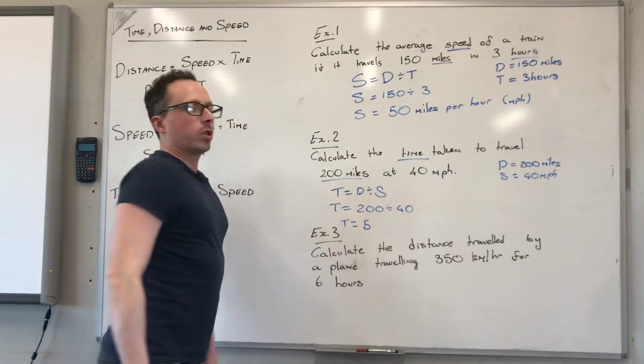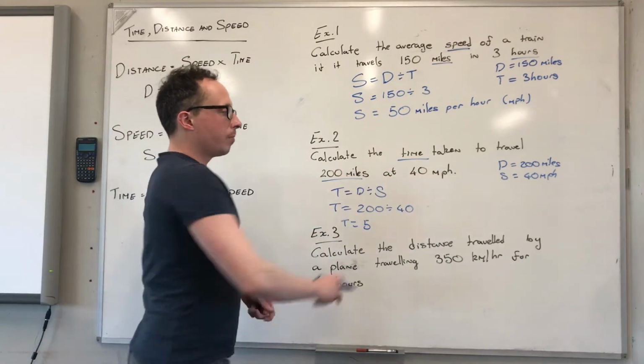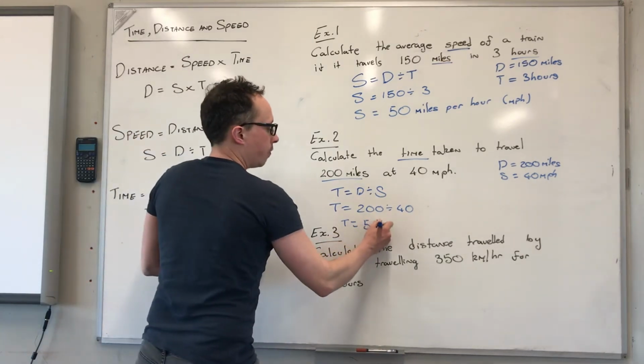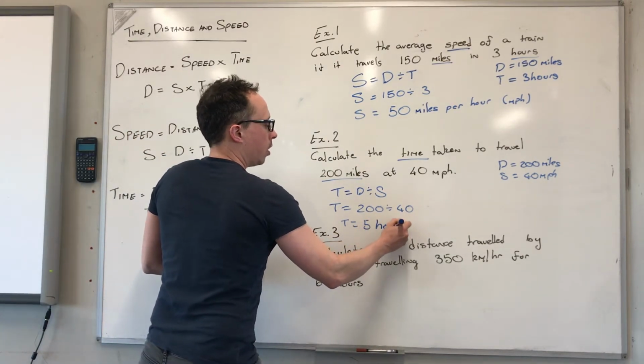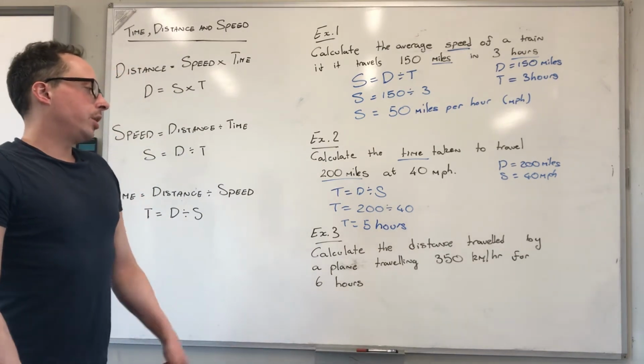Well, what are the units going to be? Well, it's time, so it must be a unit of measurement of time. And then we look here, it's miles per hour. That's the only unit of time that we've talked about, so it's going to be 5 hours.